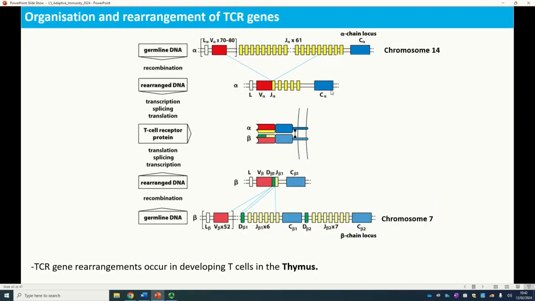And this just shows the process of VDJ recombination for the T cell receptor. You can see for the alpha chain, we've got the V and the J segments coming together with a constant region to form the alpha chain. And then for the beta chain, we've got the VDJ recombination coming together to form this VDJ segment with another constant region. And this is all occurring within the thymus.